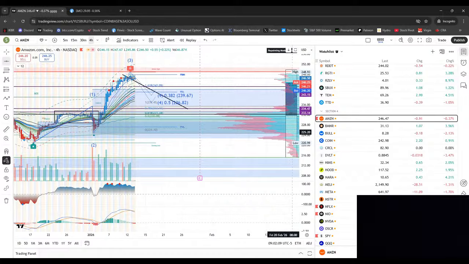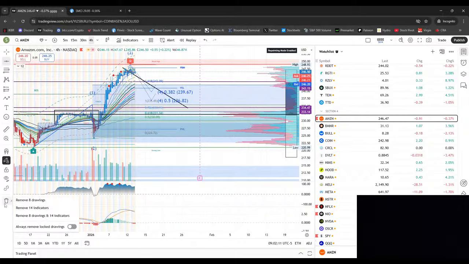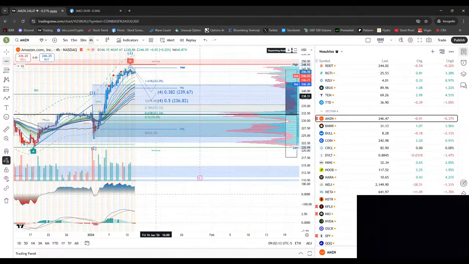The price is most likely to retrace from this zone to somewhere in the range right here, 235, the support-resistance interchange right at this point. So 235 will be our next entry once again in Amazon. Till then, we'll stay clear.